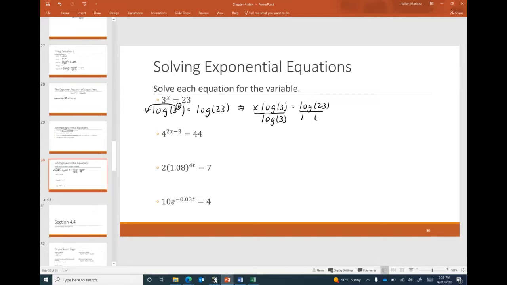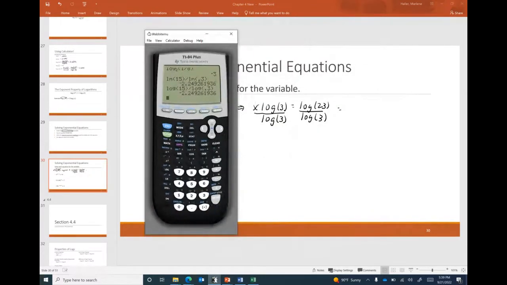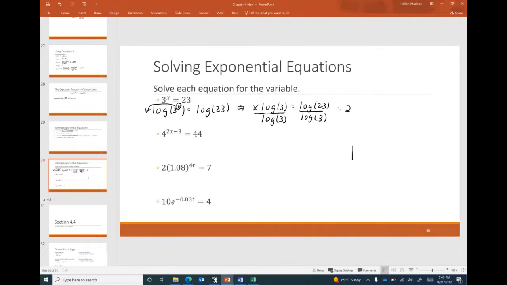Oops, that's supposed to be a g, not a 3. All right, and I can stick that in my calculator to find out what that is. Log 23 divided by log 3. And there's the value, 2.8540. Okay.